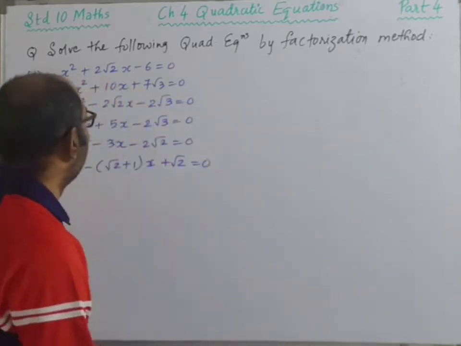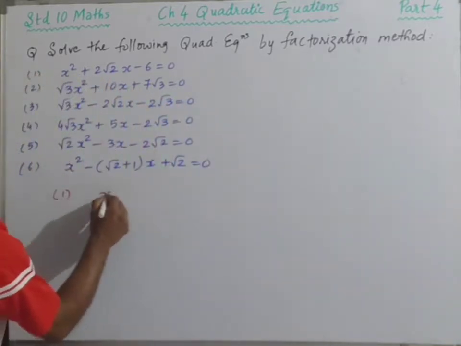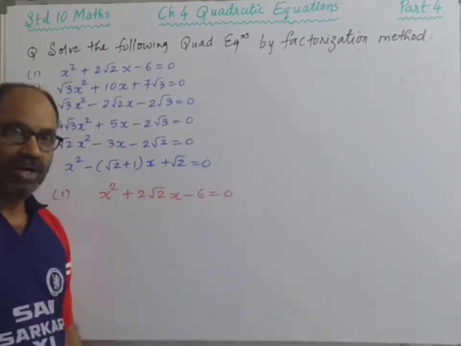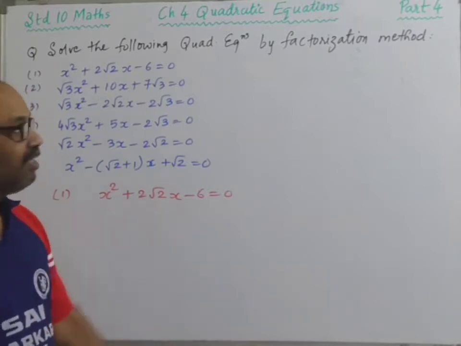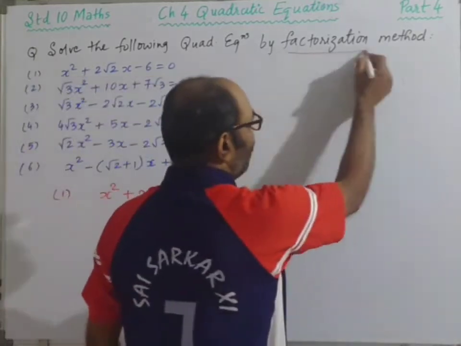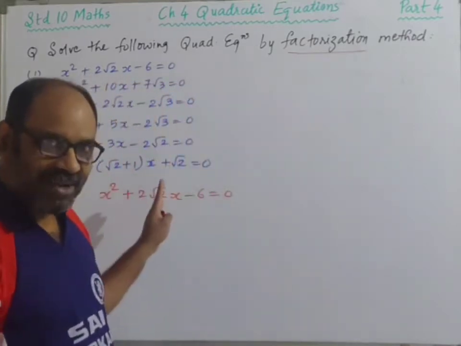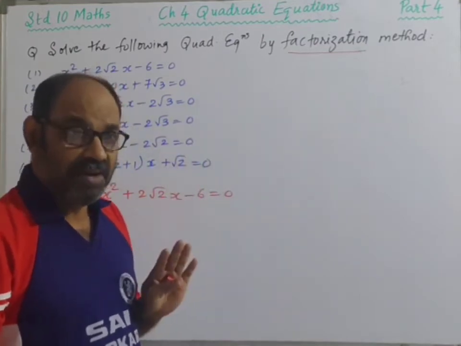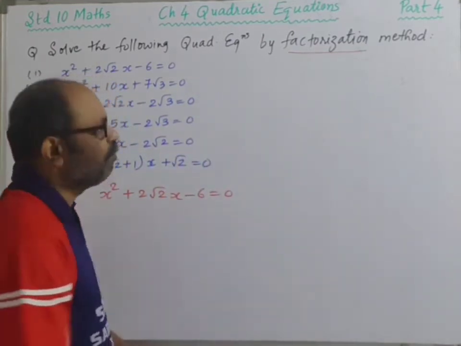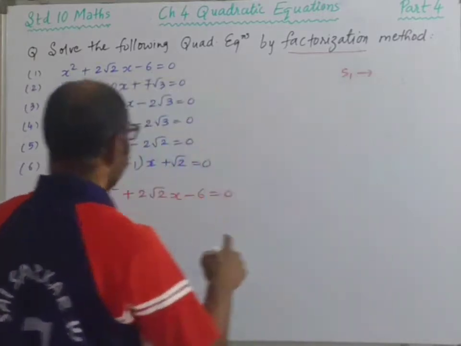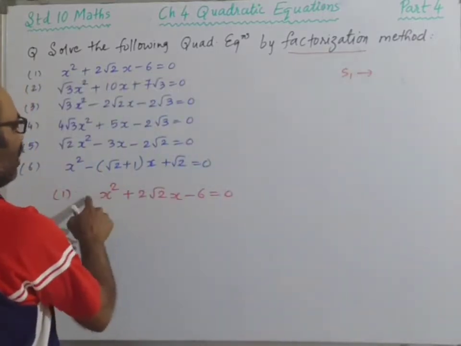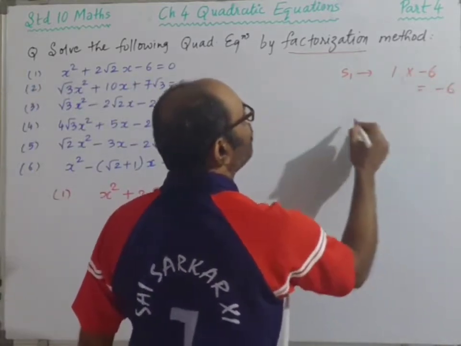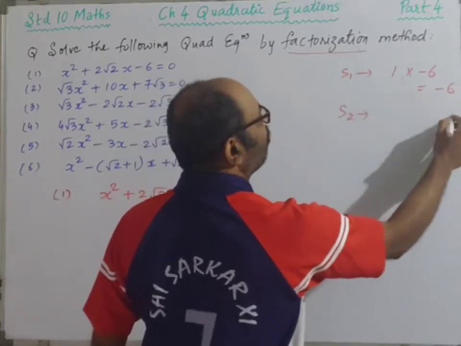Okay, the first one, we'll solve the first one. x square plus 2 root 2 x minus 6 is equal to 0. We are going to solve by the factorization method. Solving this quadratic equation by the other two methods is easy, it's not difficult. The factorization method can be difficult. Now step 1. Find the product. Coefficient of x square is 1 and the constant is minus 6, and the product of them is minus 6. Step 2. Find the pairs of factors.